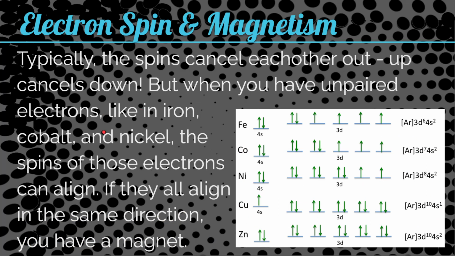All right, so again, typically the spins cancel each other out, up cancels down, but when you have unpaired electrons like in iron, cobalt, and nickel, those spins can align, and if they all align in the same direction, you have a magnet. And we already looked at this, but there's those unpaired ones right there.